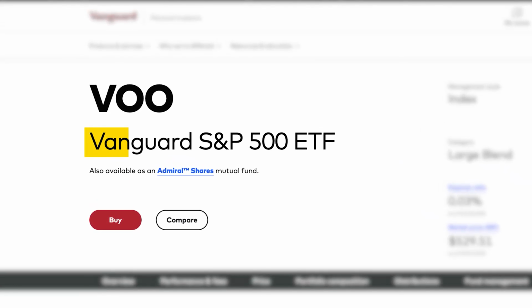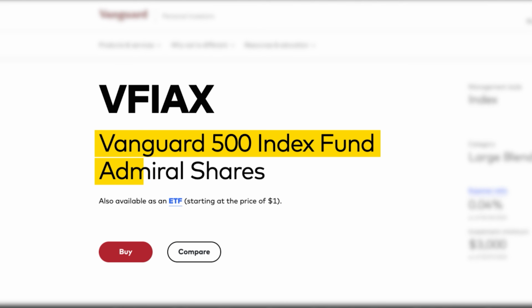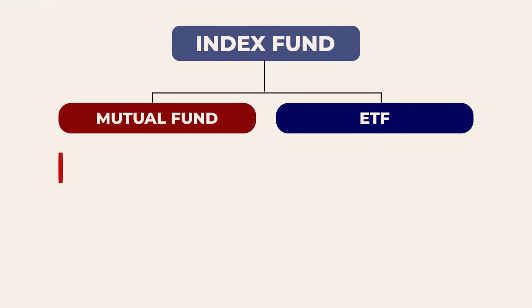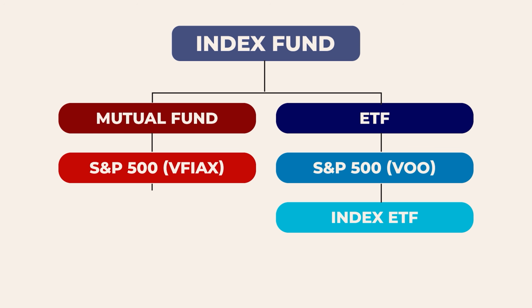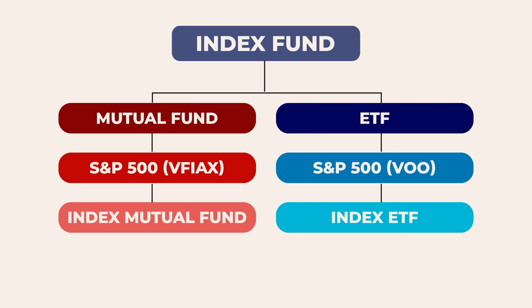I'll explain the differences between mutual funds and ETFs later in the video, but for now, just understand that if you have an account with Vanguard and you are investing on their platform, you have the choice to purchase an S&P 500 ETF that is traded under the ticker of VOO, or you could get a mutual fund version that is traded under the ticker of VFIAX. Both of these investments are considered index funds because they track an index, but to be even more exact with the terms, VOO would be an index ETF and VFIAX would be an index mutual fund.